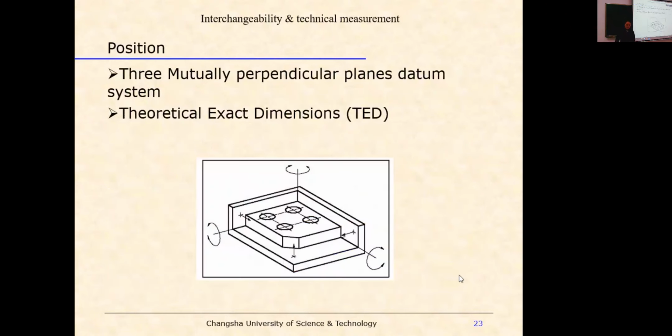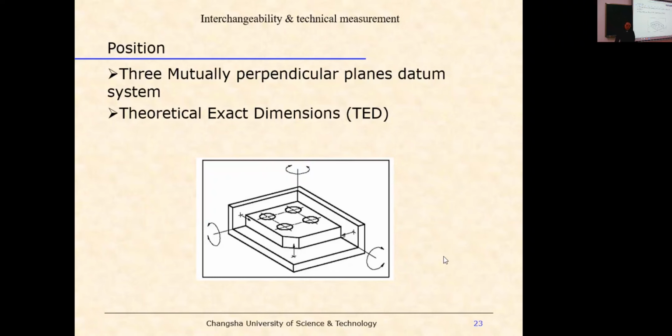So the position. The position. Right, any question? The position. This is very, very, I think it's a little confusing. Like the position tolerance.